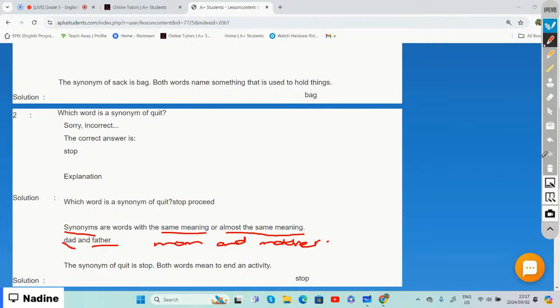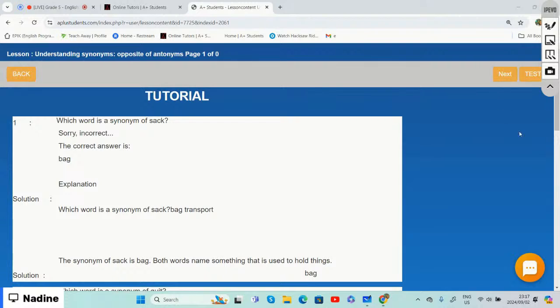All right. So now, if we look at this activity, it says, which word is the synonym of sack? What is a word that's the same as sack?